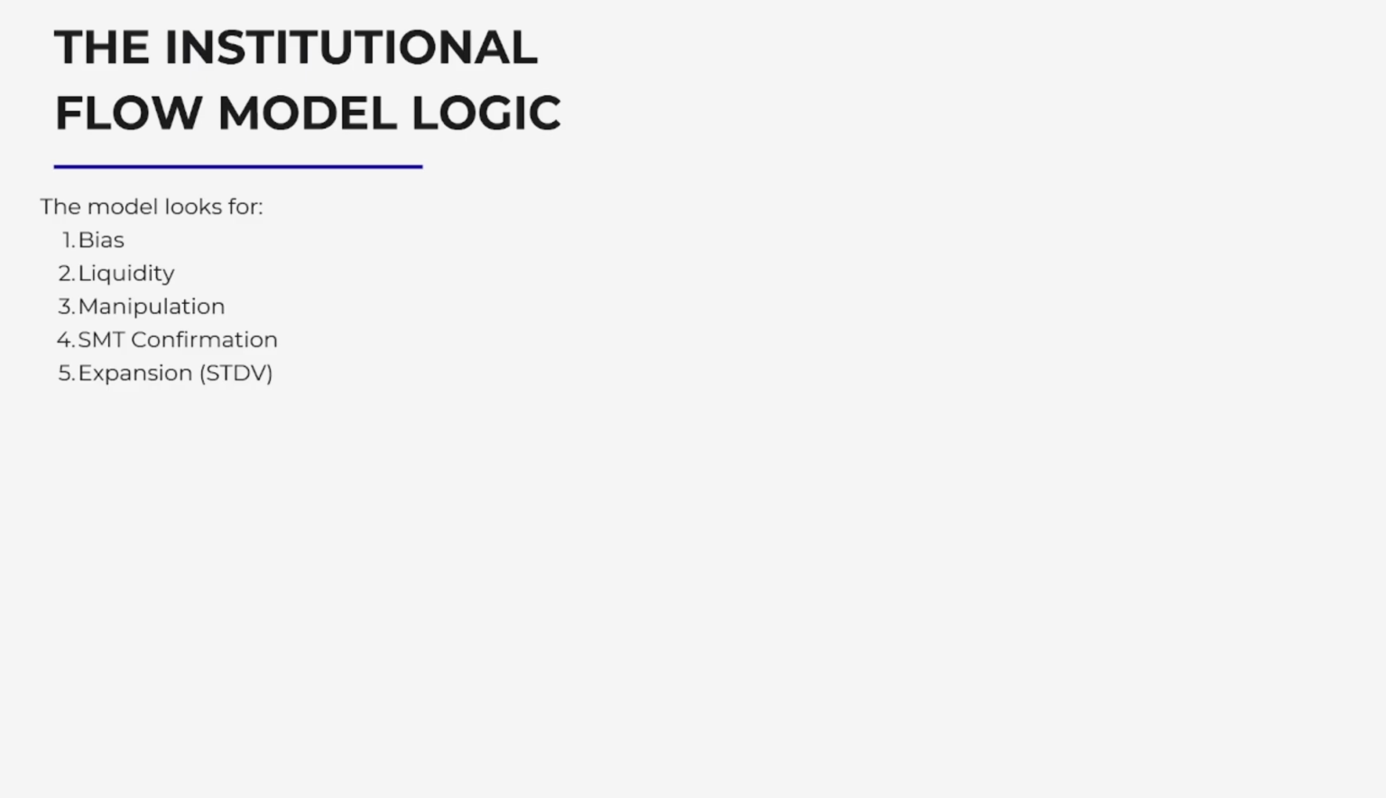Okay. So this is the institutional flow model logic, right? Bias, right? Liquidity, manipulation, SMT confirmation, expansion. That is where standard deviation comes from, also known as STDV, right? We use SMT correlation from NQ and ES, and then we're able to use our standard deviation tool to project the ranges in which we see liquidity lying, which is our recent highs and lows, session highs and lows.